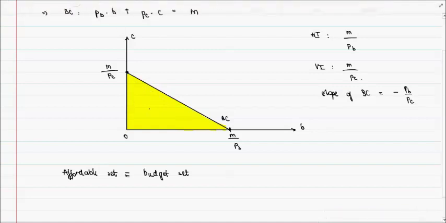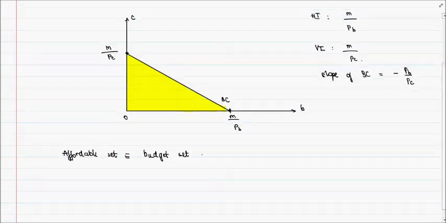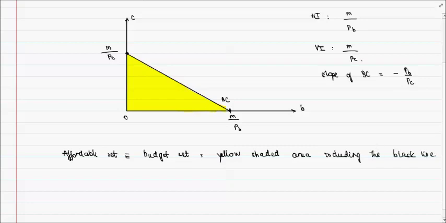Alright, so this is the affordable set. Anything in the yellow shaded area, including the black line, is the affordable set.